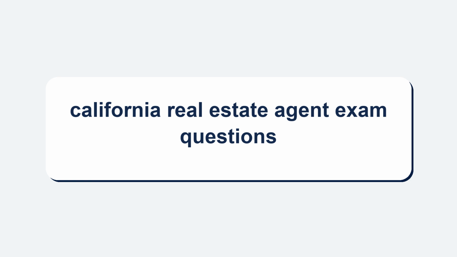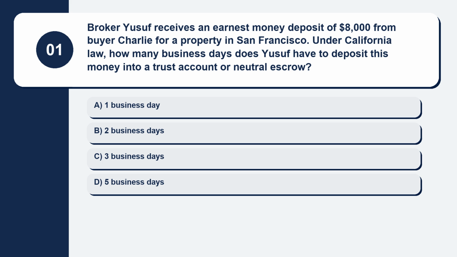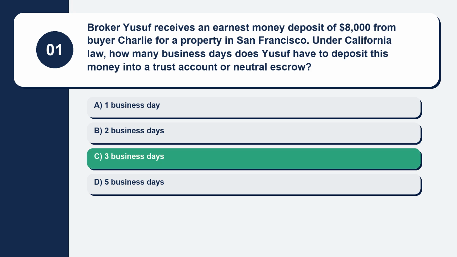Let's begin. Question 1. Broker Yusuf receives an earnest money deposit of $8,000 from buyer Charlie for a property in San Francisco. Under California law, how many business days does Yusuf have to deposit this money into a trust account or neutral escrow? Here are your options. Option A, 1 business day. Option B, 2 business days. Option C, 3 business days. Option D, 5 business days. The correct answer is option C, 3 business days.